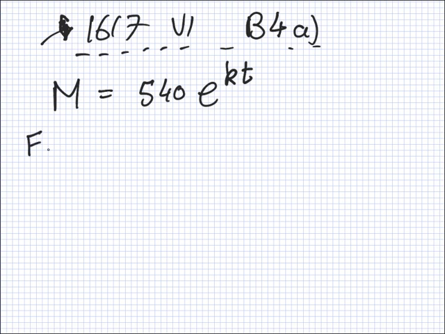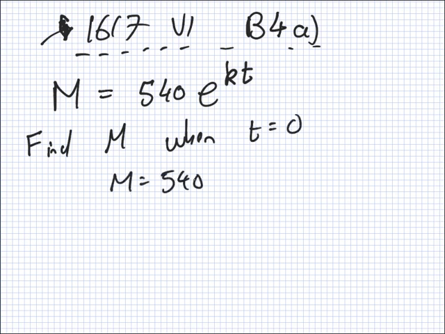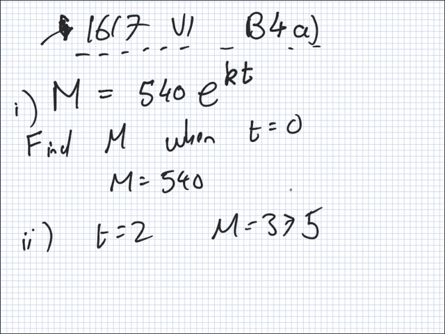Okay, so is this the first part? Find m when t is 0. So that's fine, that's just 540, isn't it? Yeah, okay, what's the next part? After 2 hours, the mass is 375 kg. Find k.